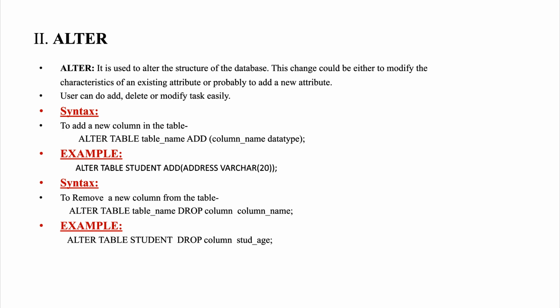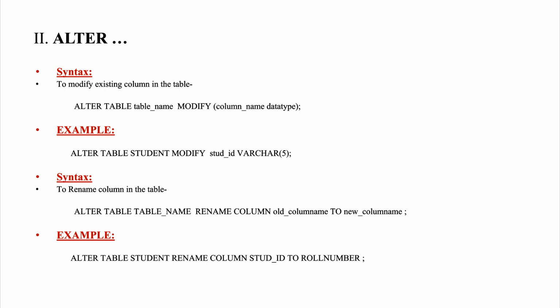Next, you can remove a column by using the alter command. Syntax: alter table, table name, drop column, column name, end with semicolon. Example: alter table student, drop column student age. Okay, using alter you can modify an existing column in a table. Syntax: alter table, table name, modify column name and its data type. Example: alter table student, modify student id varchar 5.